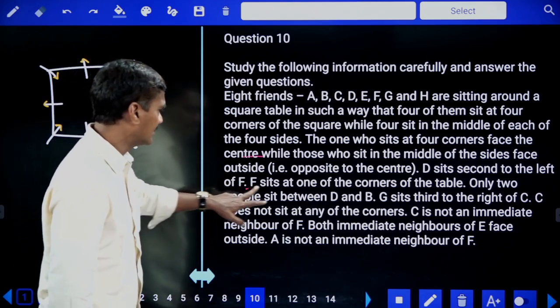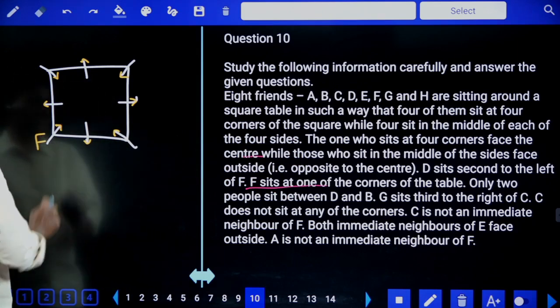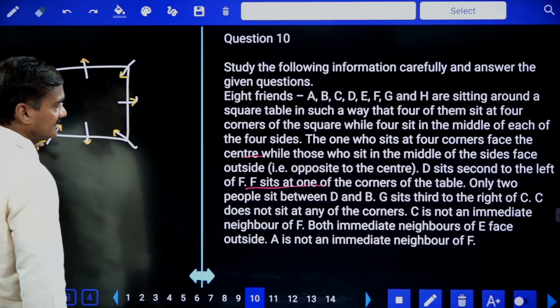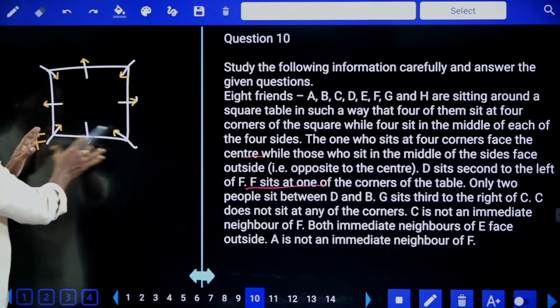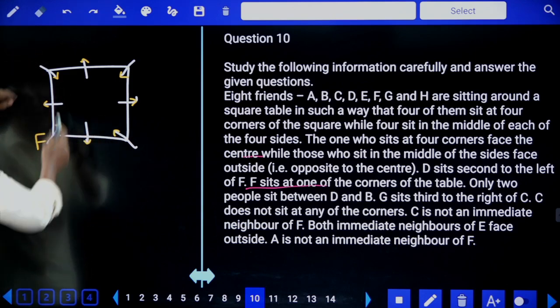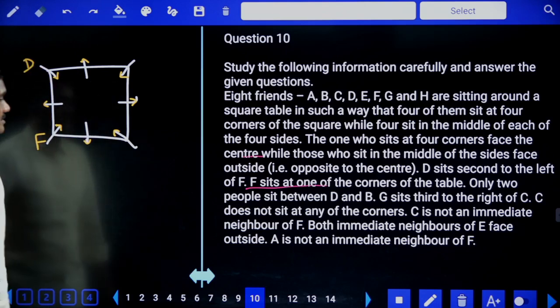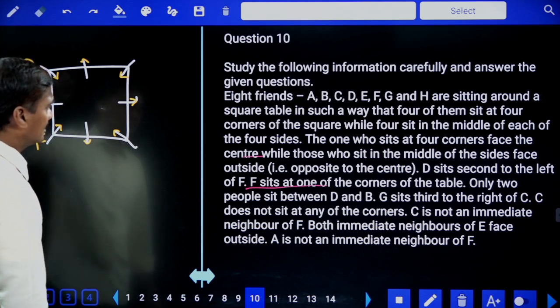D sits second to the left of F. F sits at one of the corner అన్నాడు. Hence F ని మీరు ఎక్కడైనా తీసుకోండి. F sits at one of the corner. D sits second to the left of F. ఈ రెండు ప్లేసుల్లో తీసుకోవడం ఇప్పుడు అడ్వాంటేజ్ మనకి. ఎందుకు ఇక్కడ ఉండే వాళ్ళకి మనకి మన డైరెక్షన్ వాళ్ళ డైరెక్షన్ సేమ్ అవుతుంది. ఇక్కడ అనుకోండి కొద్దిగా కన్ఫ్యూజ్ అయ్యే ఛాన్స్ ఉంటుంది. Now F sits at one of the corner. D sits second to the left of F.